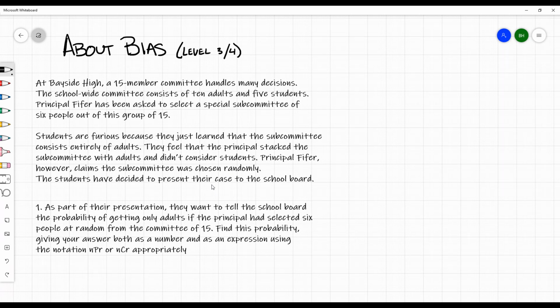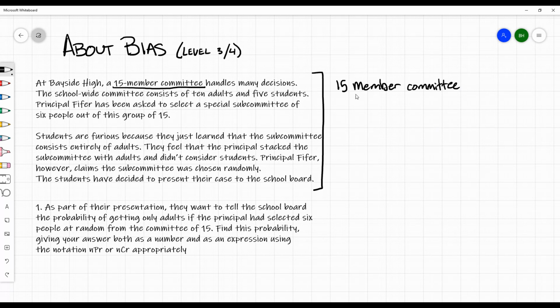So here we have a problem because students are in this committee with adults, and they feel like if there's a committee that was randomly made, that students would be in this subcommittee. So before we even get to the first question, you can already tell that we're dealing with 15 members. If this is a problem that has to deal with combinatorics and probability, it's nice for us to identify the 15 member committee. Okay, so I'm going to write that over here. 15 member committee. I think that's how you spell committee.